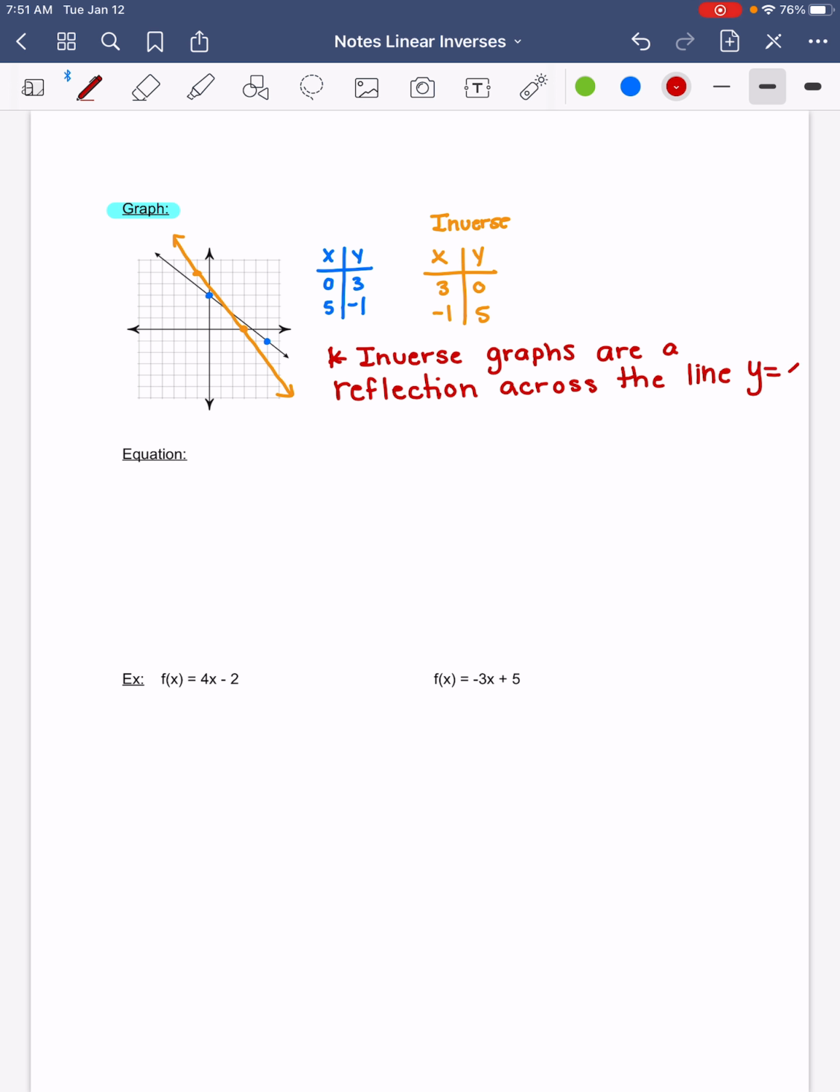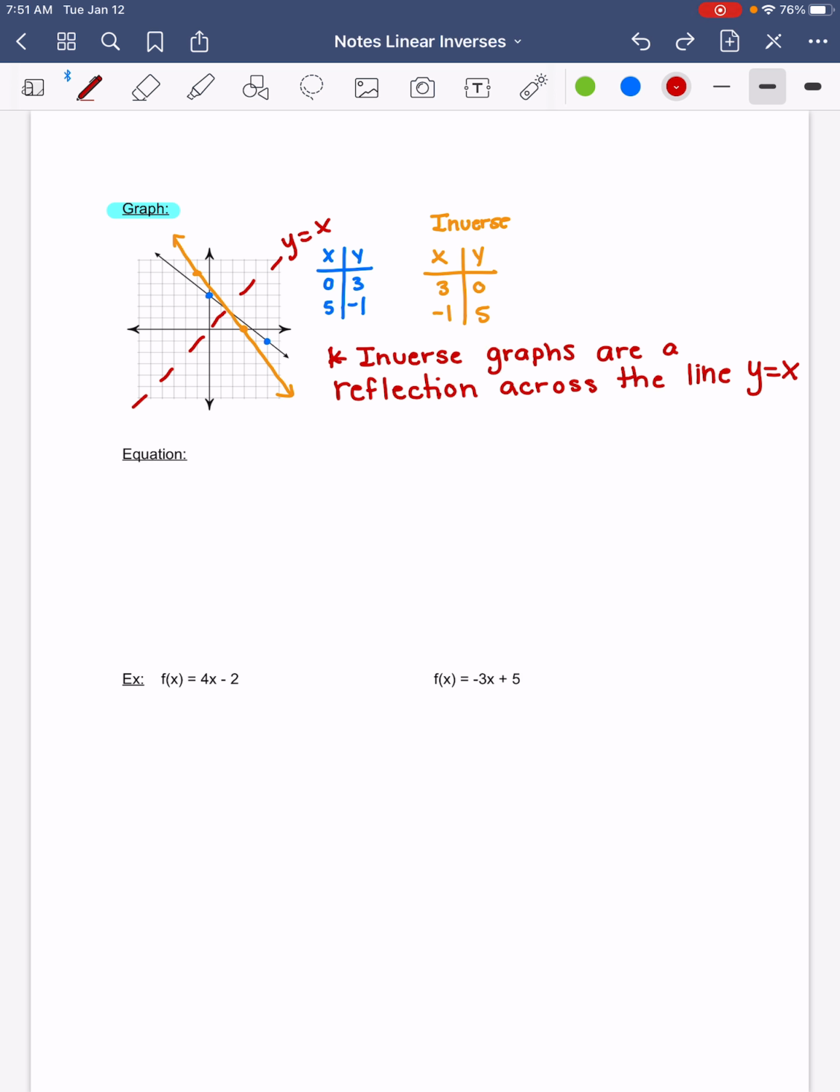Y equals x. So this is the line y equals x. It's a diagonal line going through quadrant 1 and quadrant 3. And it's a reflection across that line. So when you reflect it, this part goes down to this part, and this part goes up to this. So they reflect across that line.